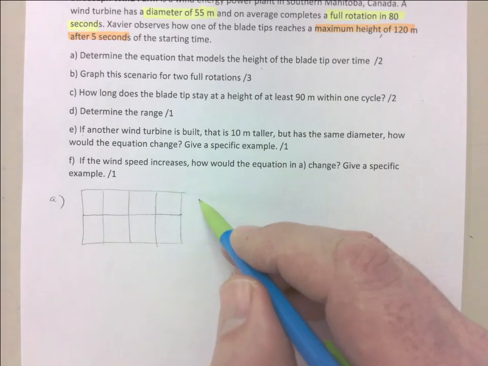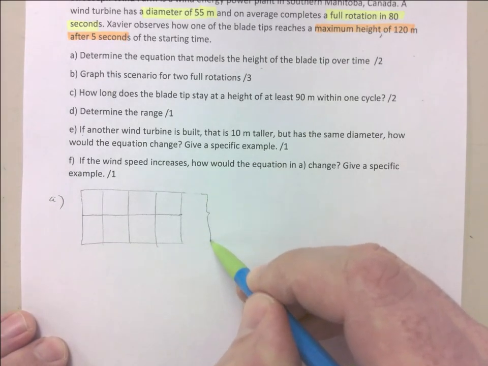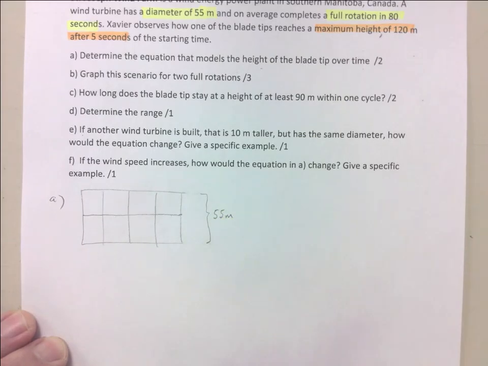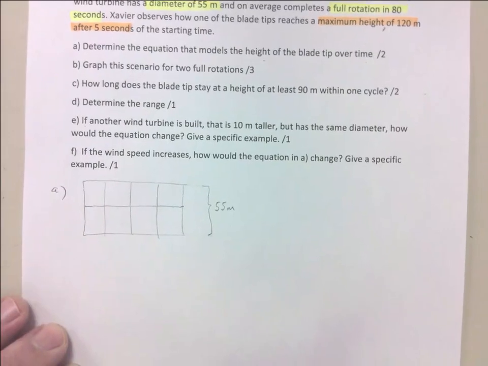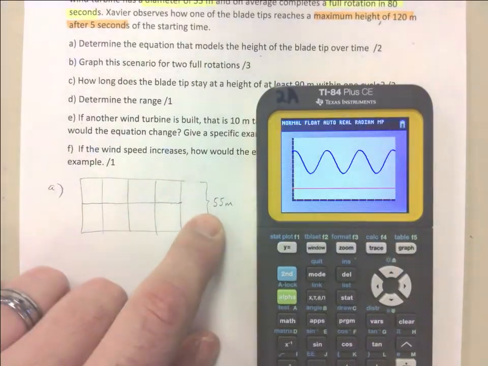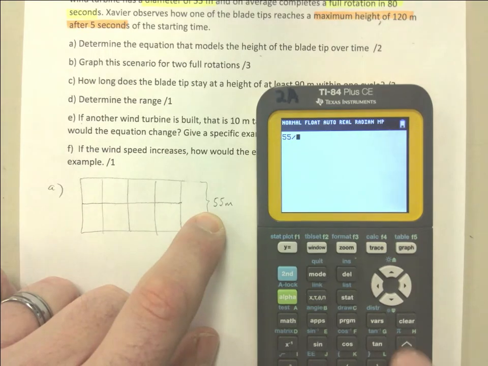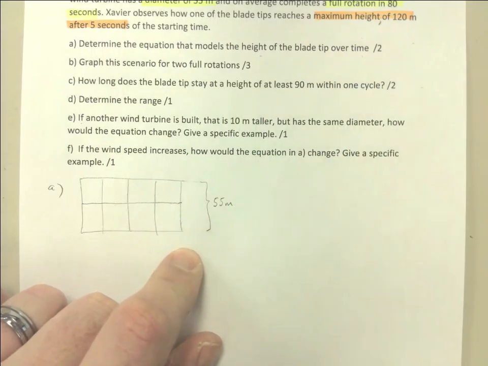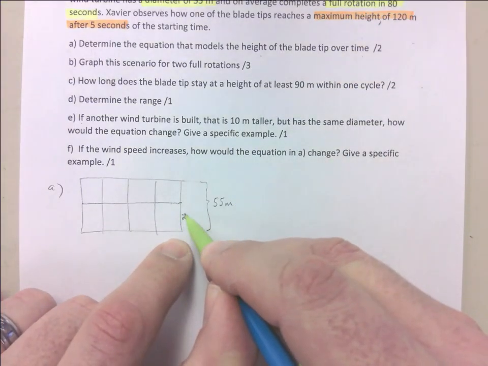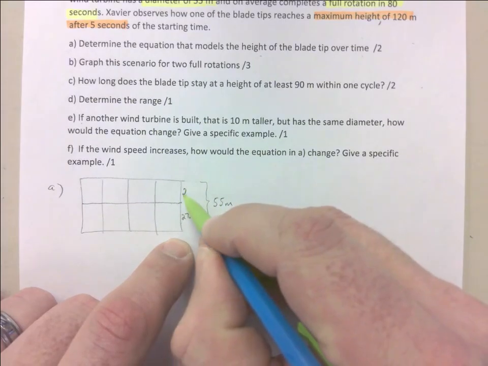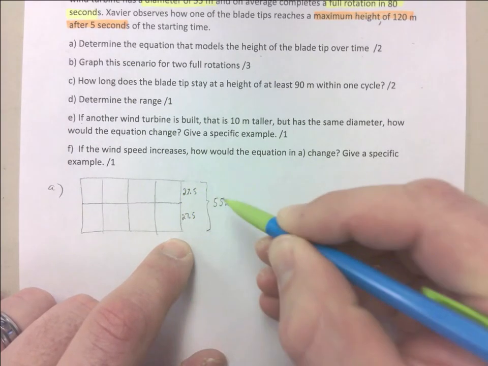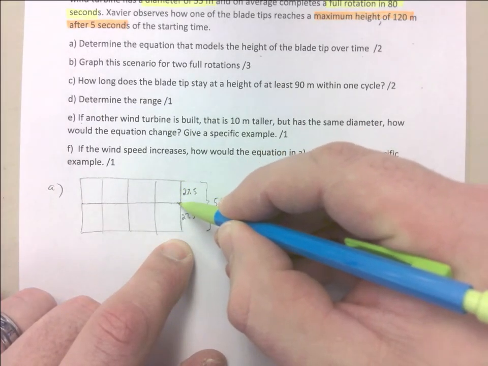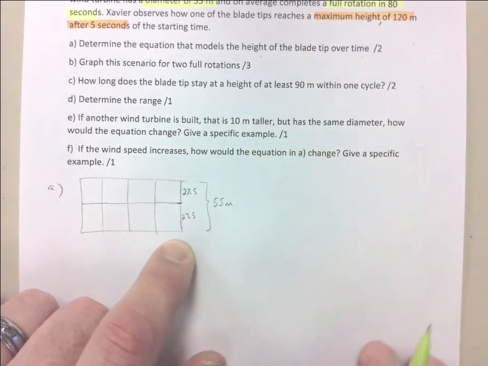Because they give me the diameter, we know that this is 55. That we know for sure. From the top to the bottom is 55. And what I will do is I will go 55 divided by 2, split that in half, and so that is your amplitude, that's the radius. So we know that it's 27.5 and 27.5, right? So the diameter tells us also what the distance between the mid to the bottom or to the top is going to be.